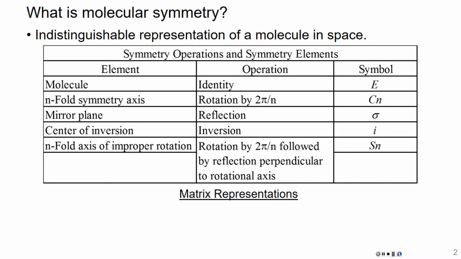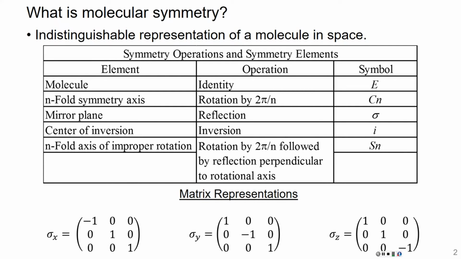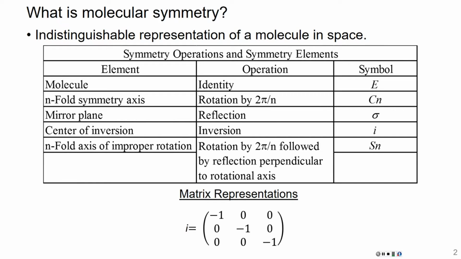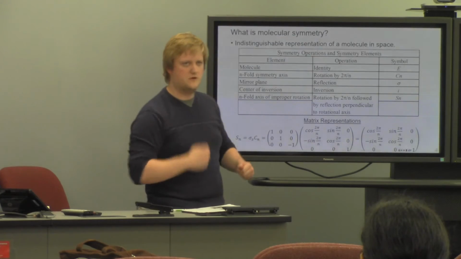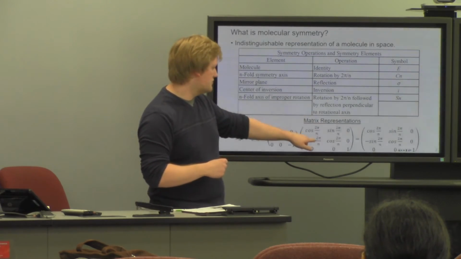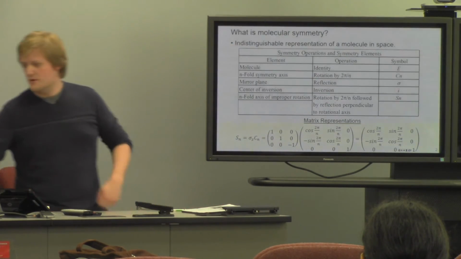One, there is the identity, the molecule itself, and the matrix representations are there in lieu of actually having some 3-dimensional figure to show you. The other one is a rotation, which is determined by 2 pi over n, where n is an integer number, so this is in radians, right? Matrix representation. Third, reflection. Fourth, inversion, and then the 5th one is really a product of two operations, where you have rotation and reflection.